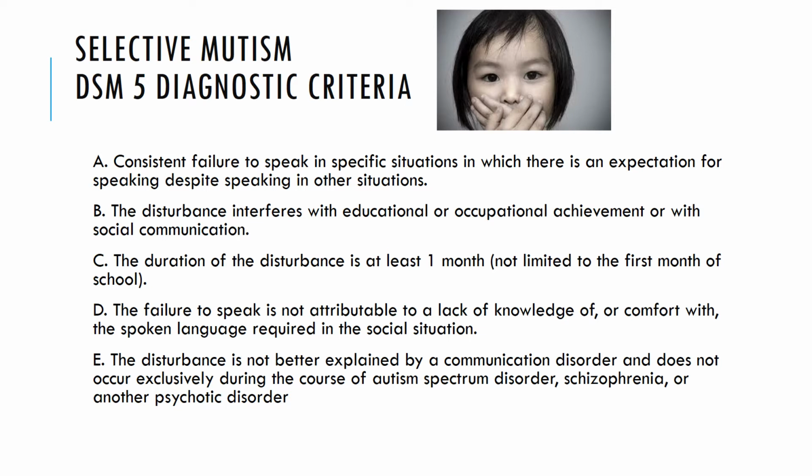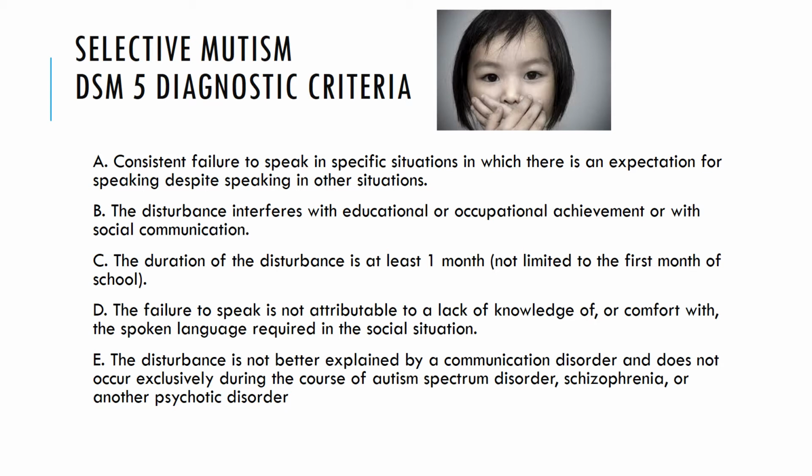Typically, kids, especially kindergartners, are very, very nervous the first month of school, so you want to be very careful not to give a little kid that's going into school the first time the diagnosis of selective mutism. The failure to speak is not attributable to a lack of knowledge of or comfort with the spoken language required in the social situation. So the child definitely speaks the language, knows how to speak the language, but just is refusing to speak it.